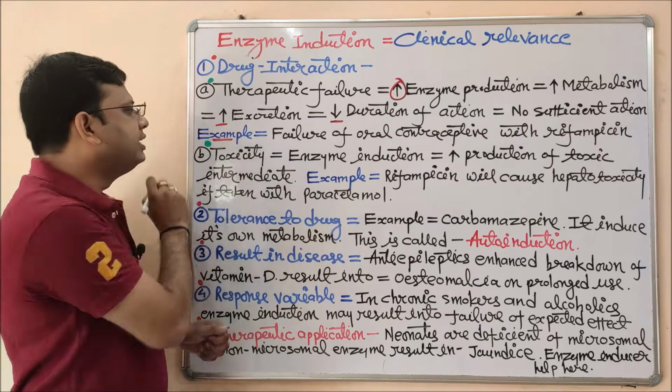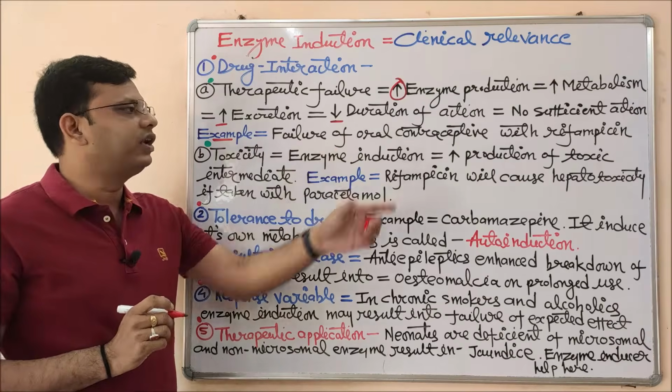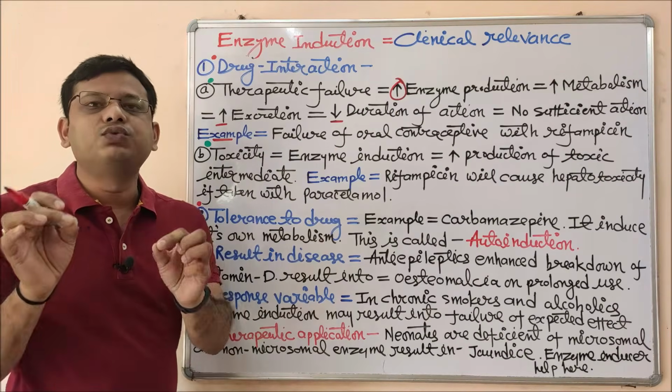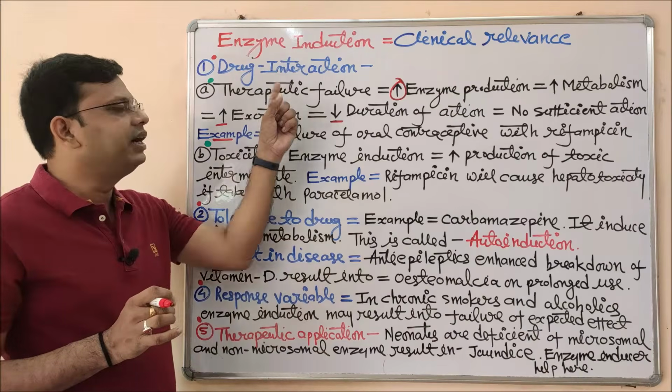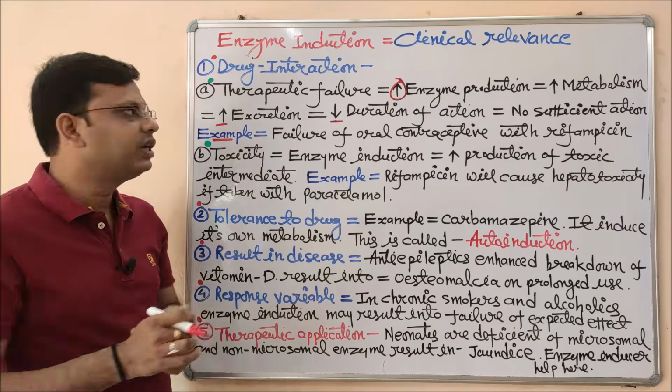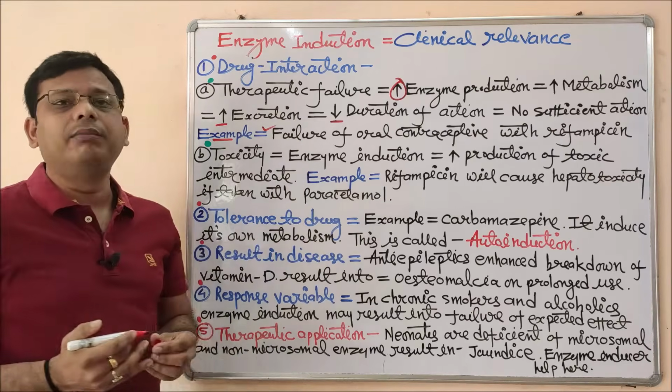Over this example says failure of oral contraceptive with rifampicin. This is one of the most important drug-drug interactions, or we can say an example under the influence of an enzyme inducer. This has been asked in many examinations.